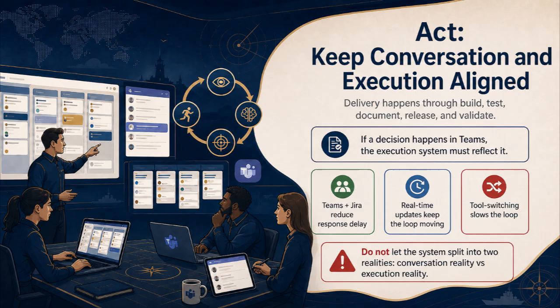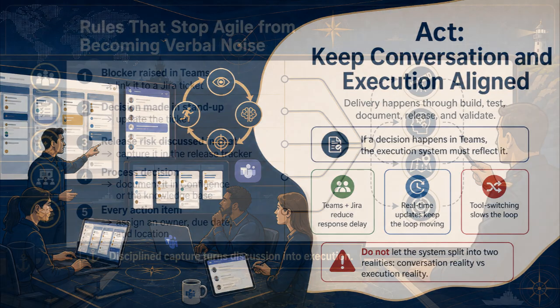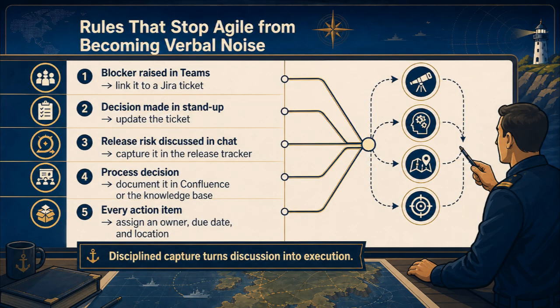If the team discusses a blocker in Teams but the Jira ticket is not updated, the system splits into two realities: the conversation reality and the execution reality. That is dangerous. The team may think something is being handled because it was discussed, but the actual workflow system still shows no owner, no status change, and no evidence of movement. So the rule should be simple. If a decision happens in Teams, the execution system must reflect it.